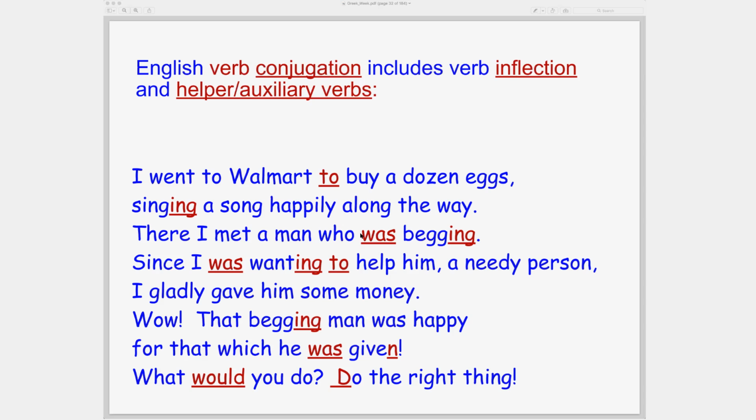Okay, helper auxiliary verbs. They can be called auxiliary verbs or helper verbs. Was, I suppose you could call to, verb infinitive. These are all helper verbs. Okay.